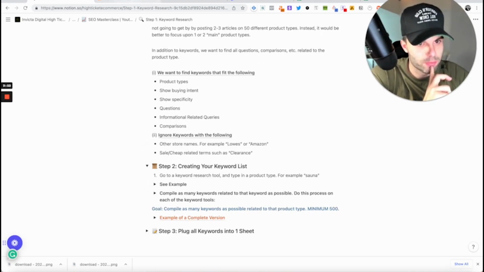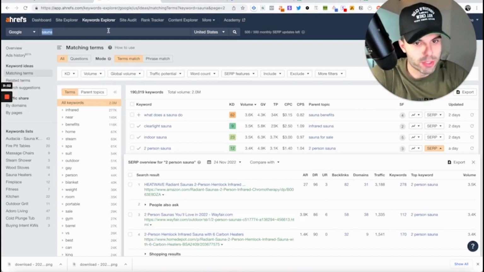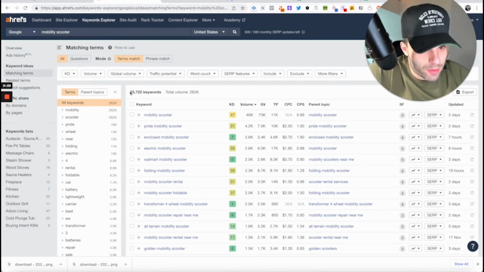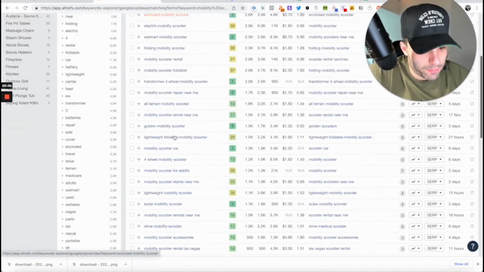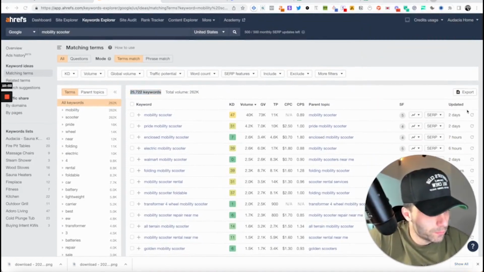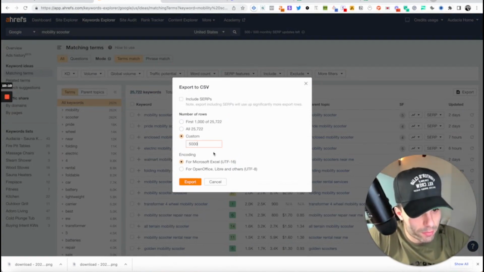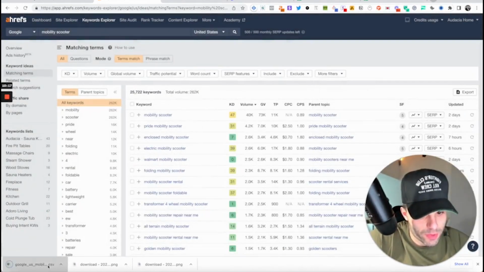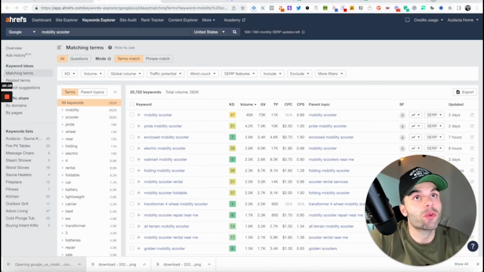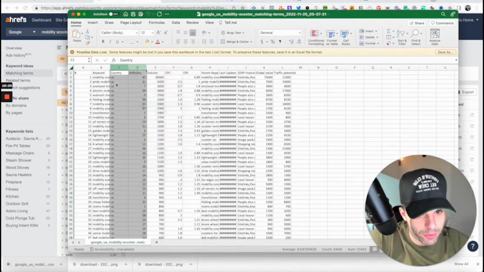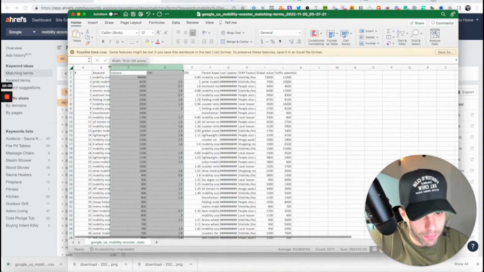So I'm going to do an example for you for mobility scooter. If I type in the term mobility scooter, you can see there's 25,000 keywords here. So what I want to do is export the list, and I would just do like 5,000 probably. And each of these keyword tools will have different lists, unfortunately. So we just want to take out the country and the difficulty column. We just want the keyword and the volume side by side.